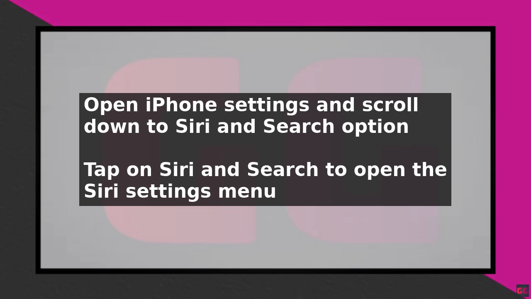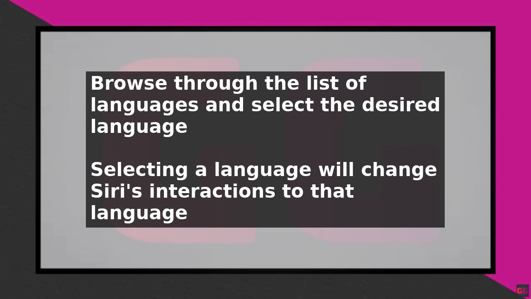In the Siri Settings menu, you will see an option that says Language. Tap on Language to view the list of available languages that Siri supports. Siri supports a wide range of languages, including English, Spanish, French, German, Italian, and many more. Browse through the list of languages and select the language you want Siri to use.